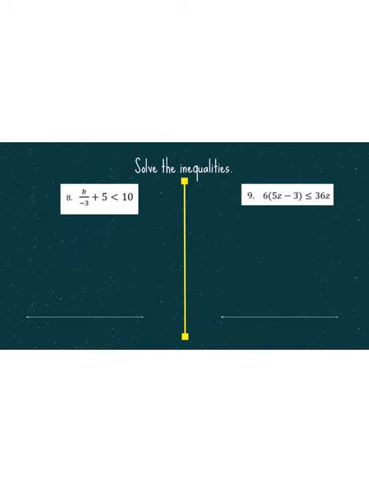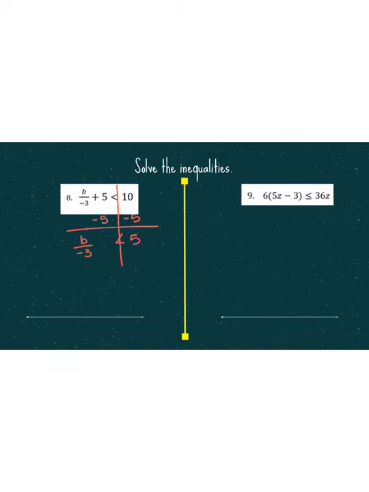Okay, moving on to number 8. I'm going to draw my line in as if that were an equal sign, and it says b divided by -3 plus 5 is less than 10. The first thing I want to do is get that b all by itself. In order to get it all by itself, the first thing I have to do is get rid of that 5. So I'm going to say -5 on the left, -5 on the right. So now we have b divided by -3 is less than 10 minus 5, which is 5.